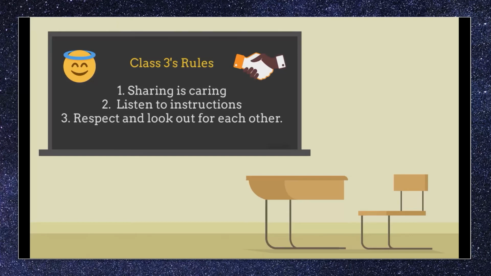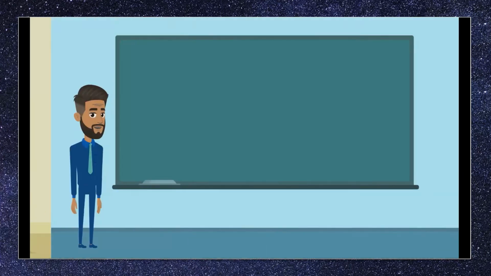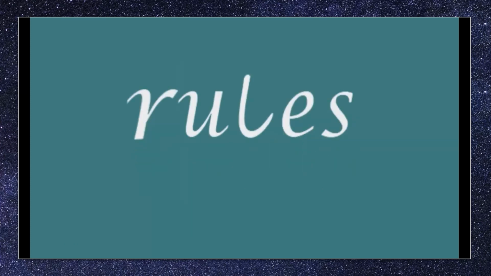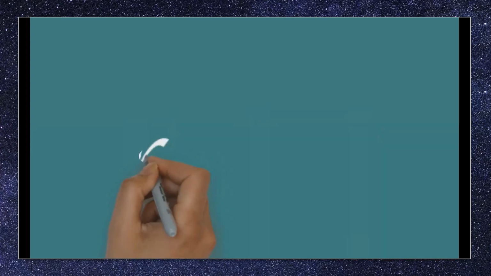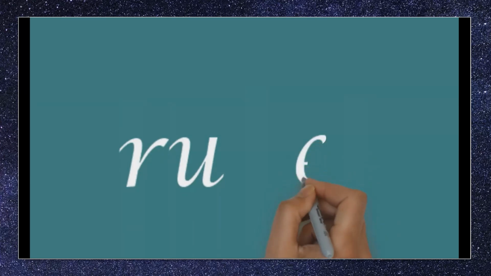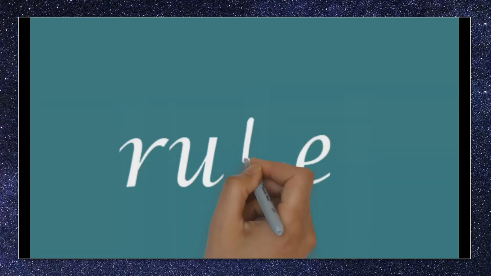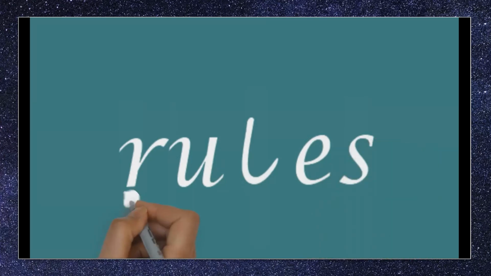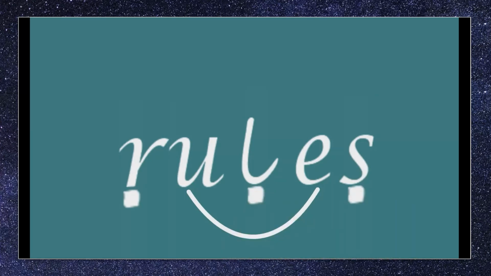Now over to a class, which has a set of rules. What could we hear this time? It was rules. So, R, OO, L, and S, R, OO, L, S. Rules.